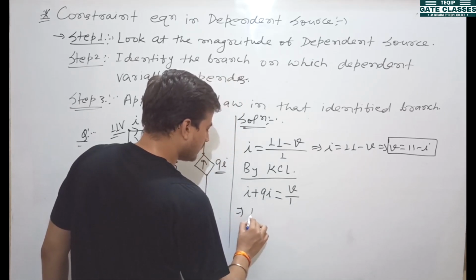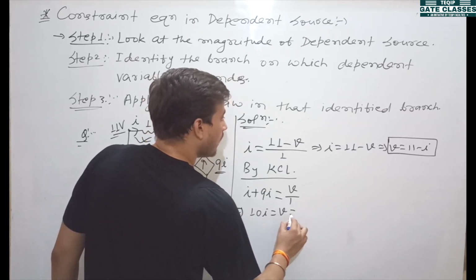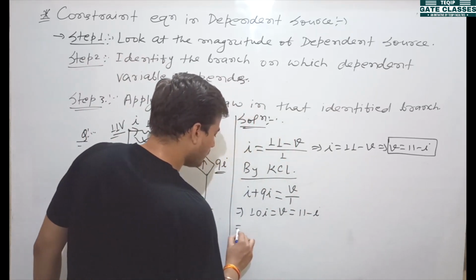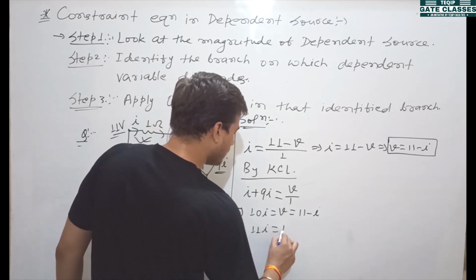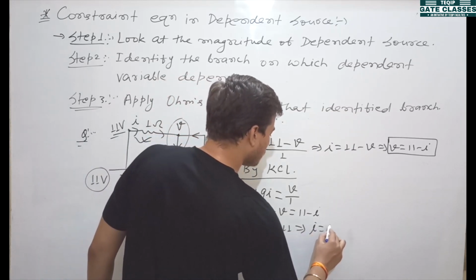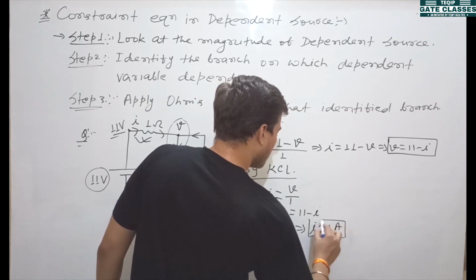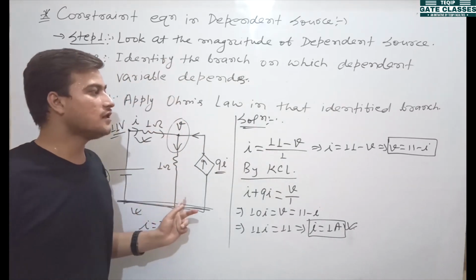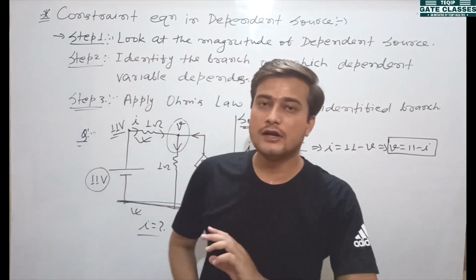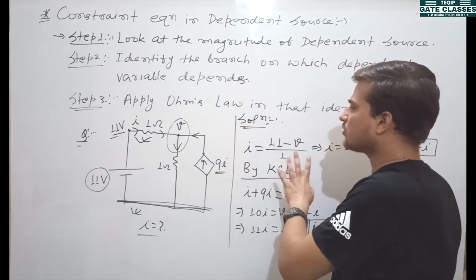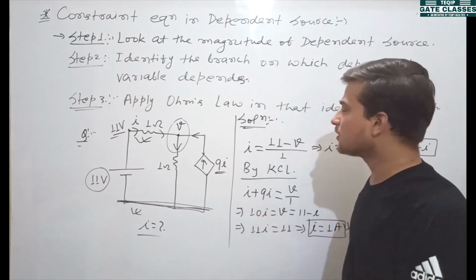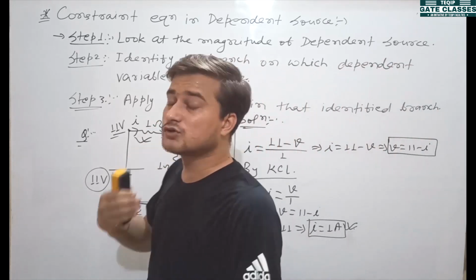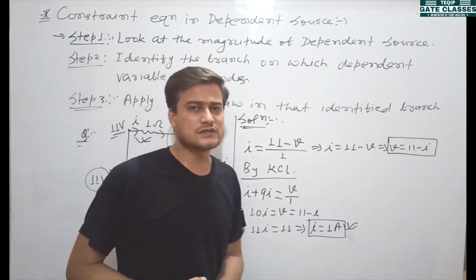So you can write 10I is equal to V. And instead of V, what will you write? V will be written as 11 minus I. From here it will become 11I equal to 11. From here you can write I is equal to 1 ampere. So if you remember these three steps, then you can easily find the solution for dependent source. This is not difficult. So this is all about dependent source. Now in the tutorial session, we will discuss more questions on dependent source.